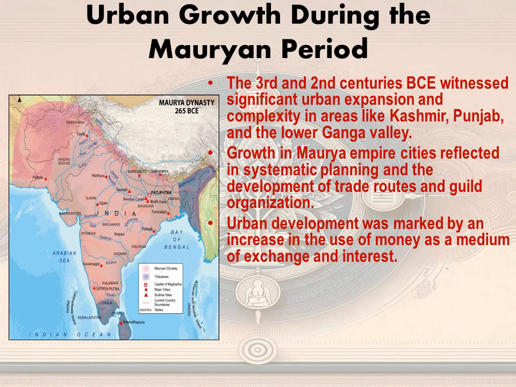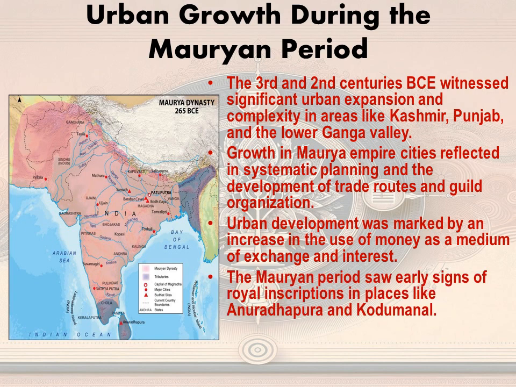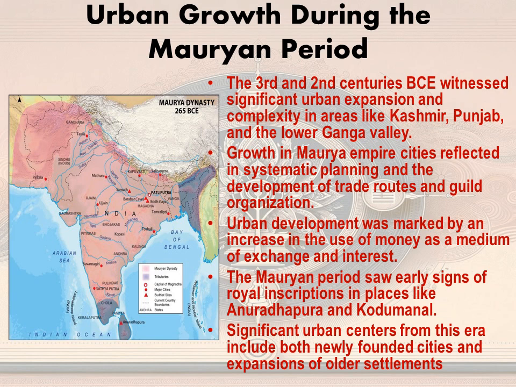Urban development was marked by an increase in the use of money as a medium of exchange and interest. So, when there is urban development, that means there must have been surplus production, and when there is surplus production, there will be commercial activities. This led to the increase in monetization, where money was used as a medium of exchange and interest. The Mauryan period saw early signs of royal inscriptions in places like Anuradhapura and Kodumanal. So these are the places where we get early signs of royal inscriptions.